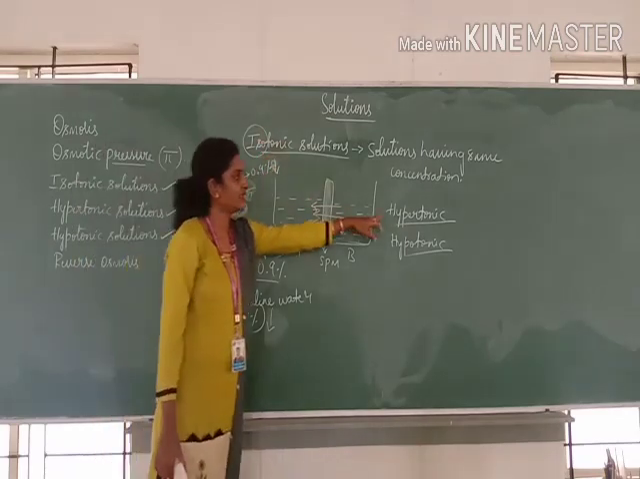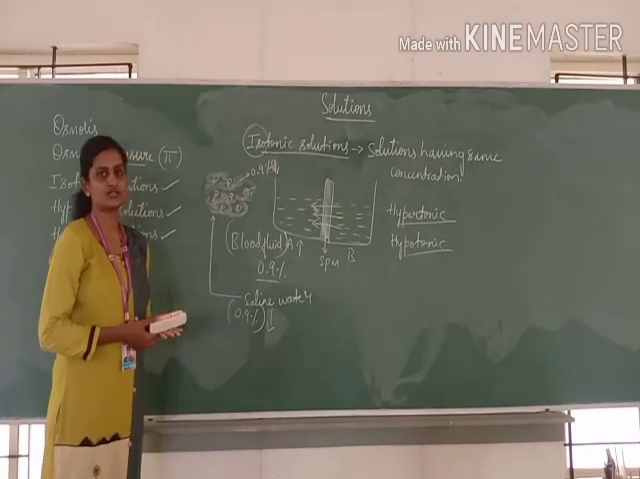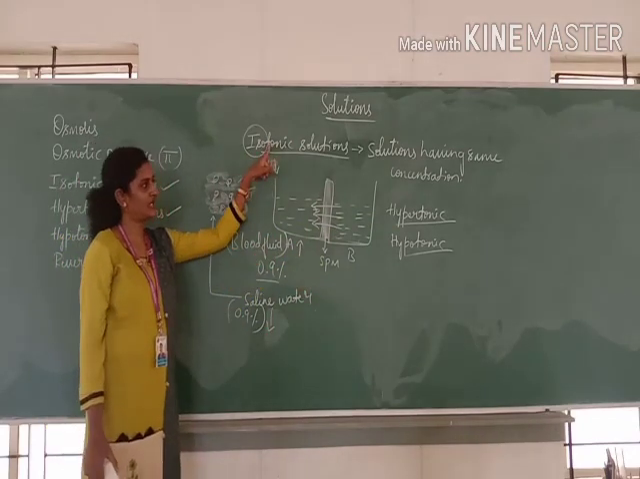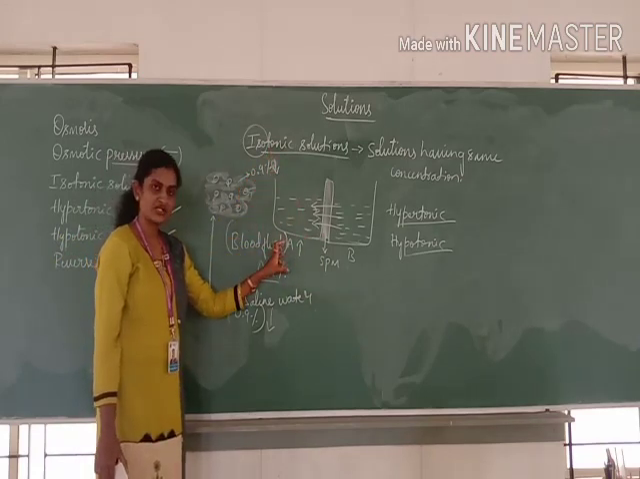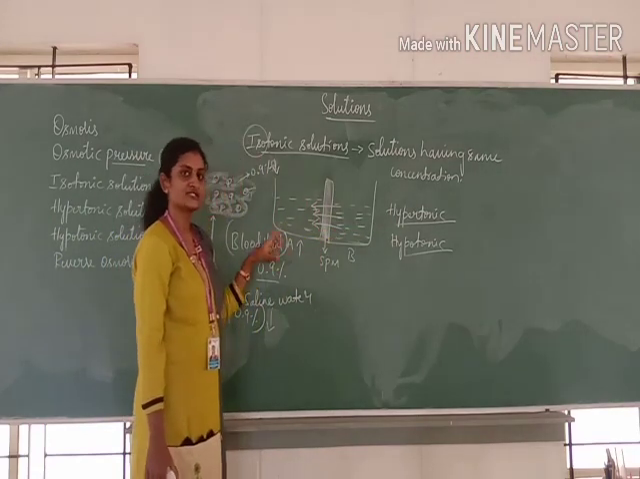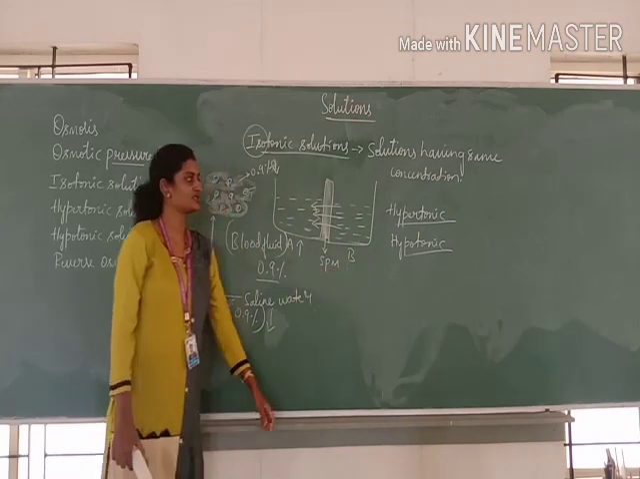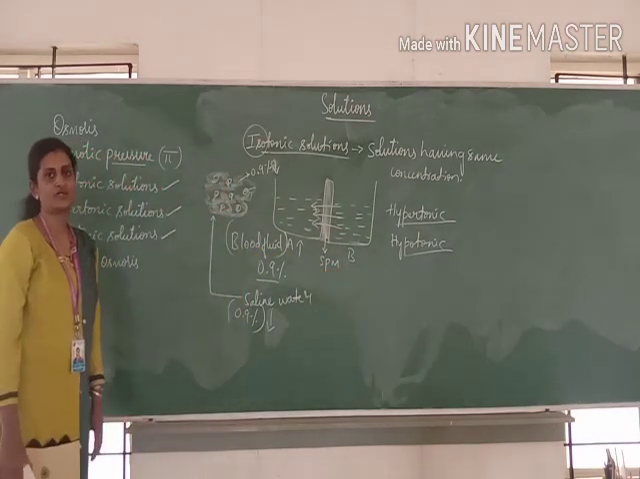So these are the different types of solutions based on the variation in the concentrations of two solutions. If the concentration is the same, then isotonic. If we consider A's concentration is greater than B, then it is hypertonic. If A's concentration is lesser than B, then it is hypotonic. Okay, understood? So this is about osmosis, osmotic pressure and different types of solutions.